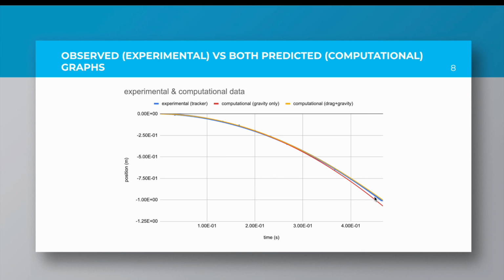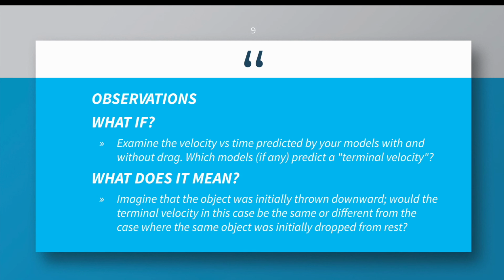The next question is to imagine that the object was initially thrown downwards, and then think about whether the terminal velocity in this case would be the same or different from the case where the same object was initially dropped from rest. Well, the terminal velocity is affected by the velocity needed for the drag force to be equal to the object's weight. If the object was thrown downwards, it would change the initial velocity, but the terminal velocity for an object is specific to the object itself, and hence won't be affected even if the initial velocity was changed.